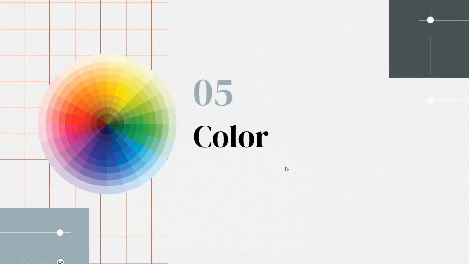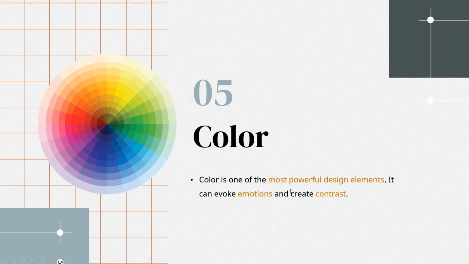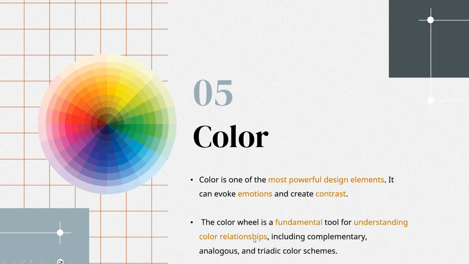Now we're talking about color. Color is one of the most powerful design elements. It can evoke emotion and create contrast. The color wheel is a fundamental tool for understanding color relationships, including complementary, analogous, and triadic color schemes. So color is also part of the design elements.